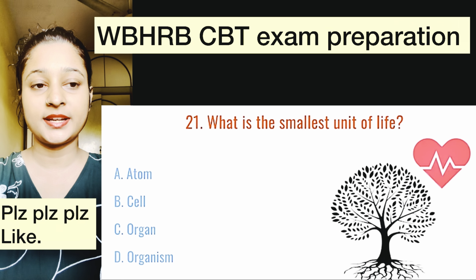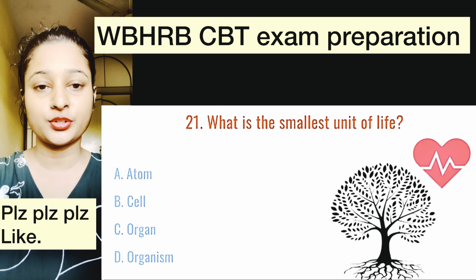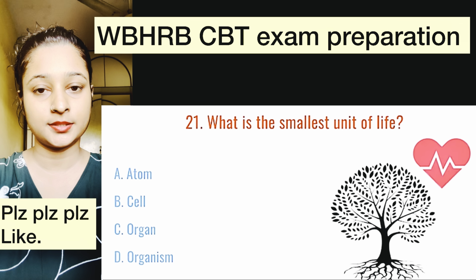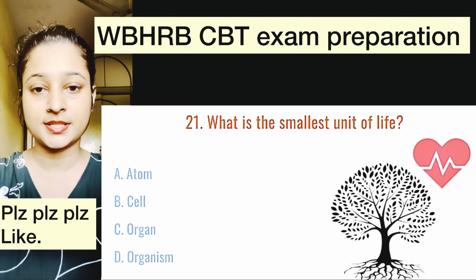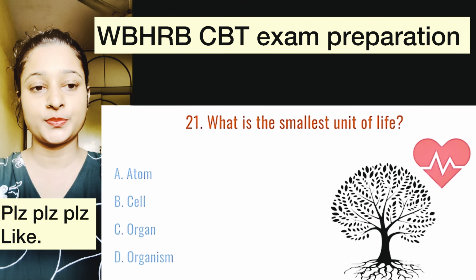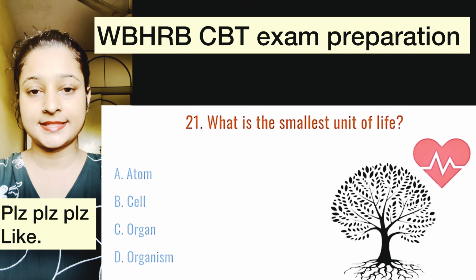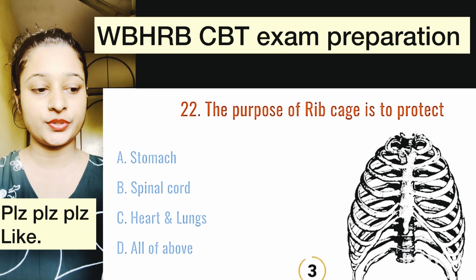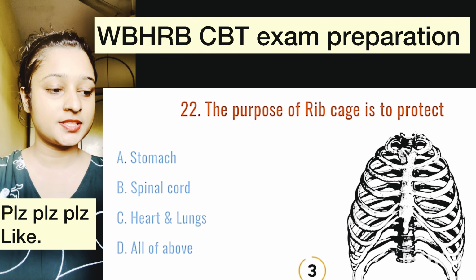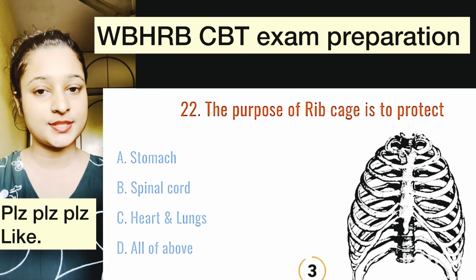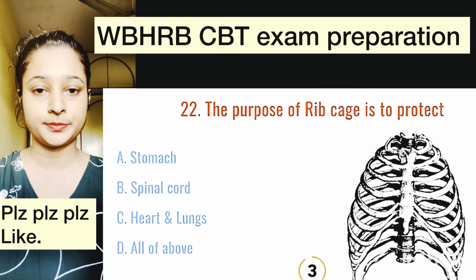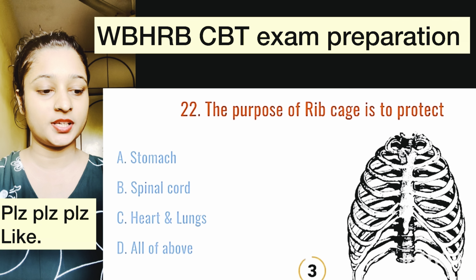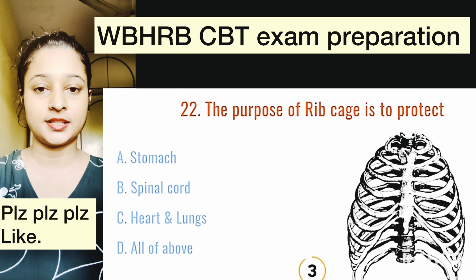Question number 21 is what is the smallest unit of life? Option A is atom, B cell, C organ and D organism. Here correct option is option B cell. Question number 22 is the purpose of rib cage to protect. Option A is stomach, B spinal cord, C heart and lungs and D is all of the above. Here correct option is option C heart and lungs.